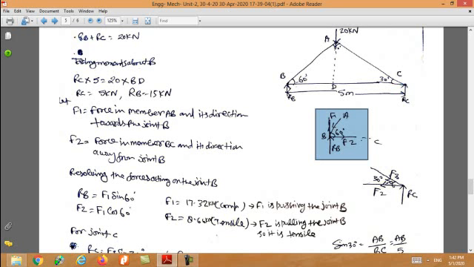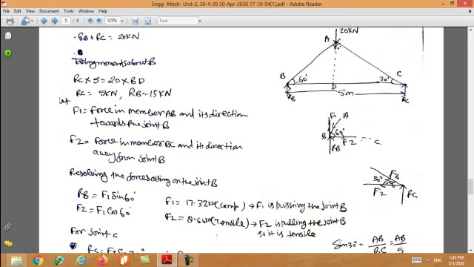So the reaction direction of the reaction is upward, and in the F2 it is away from the joint, and in the AB the direction is towards the B joint. So you can take it randomly. There is no fixed rule for this. But when we calculate, suppose it comes positive, then it is true. But if it comes negative, then it will change.